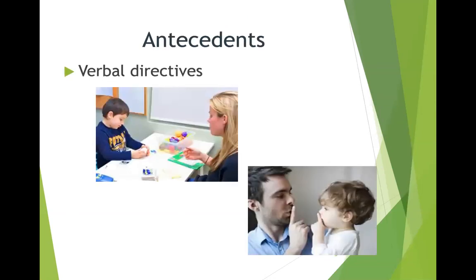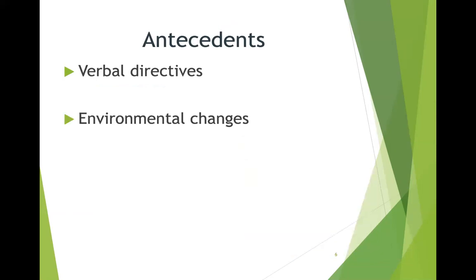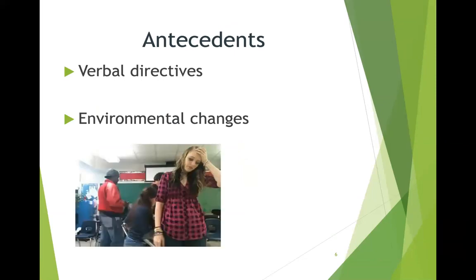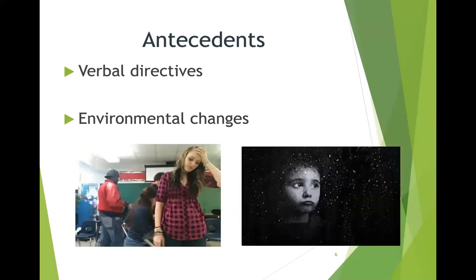First we'll start with antecedents, and these can be verbal directives like, for example, go put your shoes on, go sit down, put your hands down, or any instruction. It can also be environmental changes. So if it is too hot or too cold in a room, or even the weather making a person feel depressed.